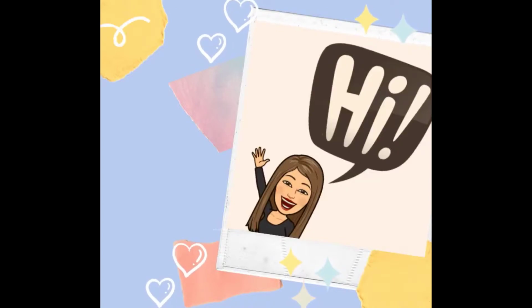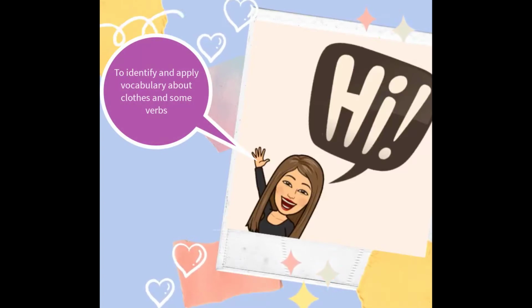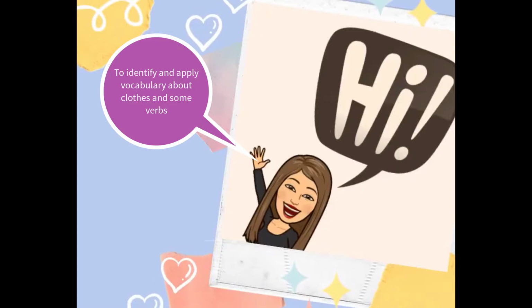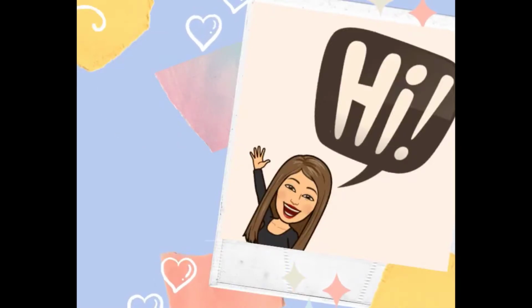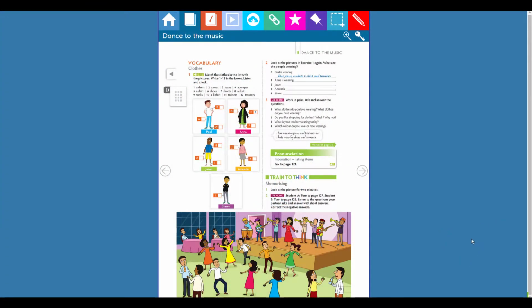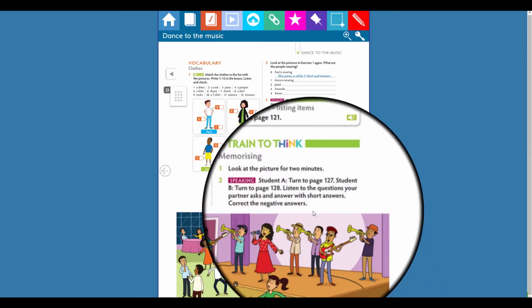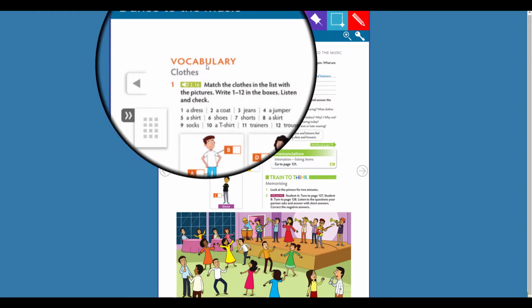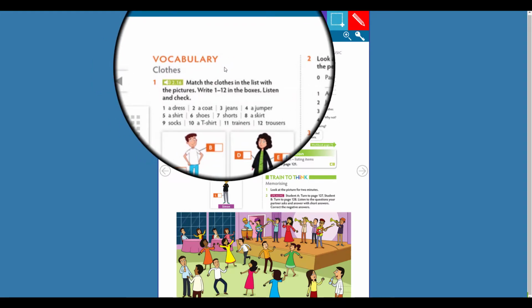The objective of today's lesson is to identify and apply vocabulary about clothes and some verbs too. Okay, so let's start with today's lesson. So I need you to please open your student books on page 79 because we're going to see vocabulary about clothes, as I told you before.